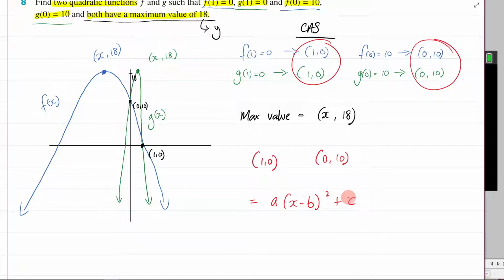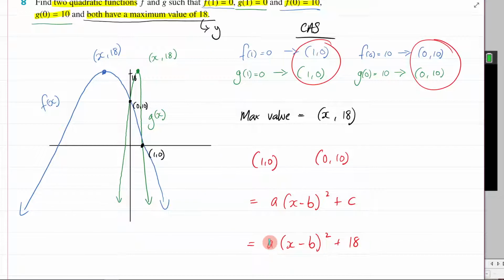Remember what this a, b, and c are doing. This a is the dilation factor. This b is telling me how far right or left I'm moving. And this c is telling me how far vertically up or down I'm going. As you can clearly see, I know what the c value is going to be. It's going to be 18. I don't know what the b value is because I don't know what x is, but I know that the c value is 18 because it's been shifted up 18. So that means I can write this, plus 18.